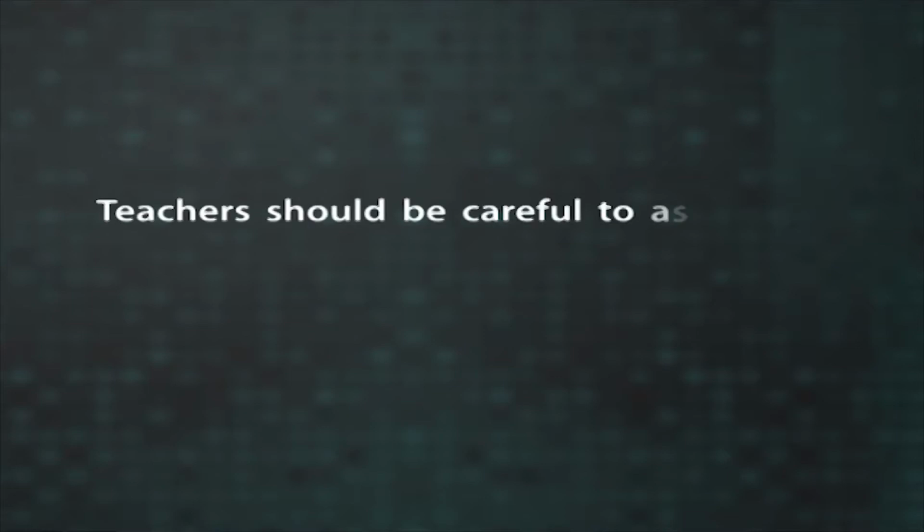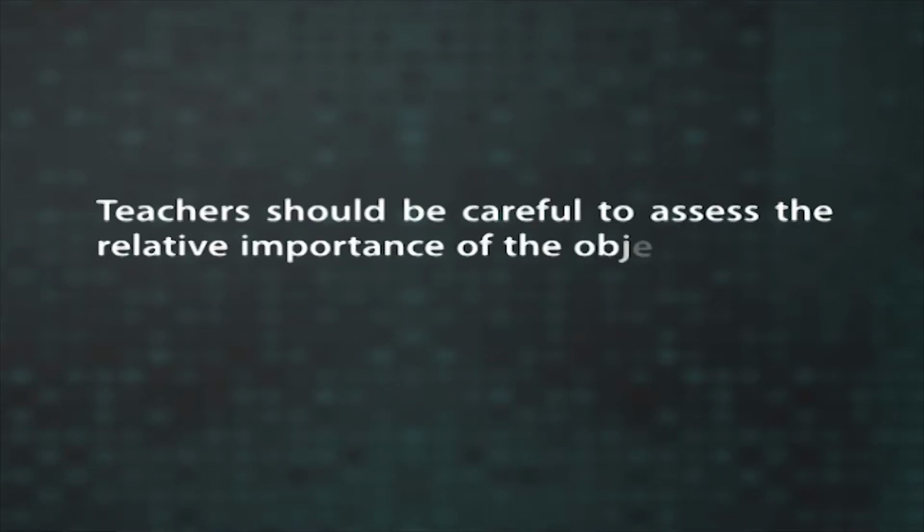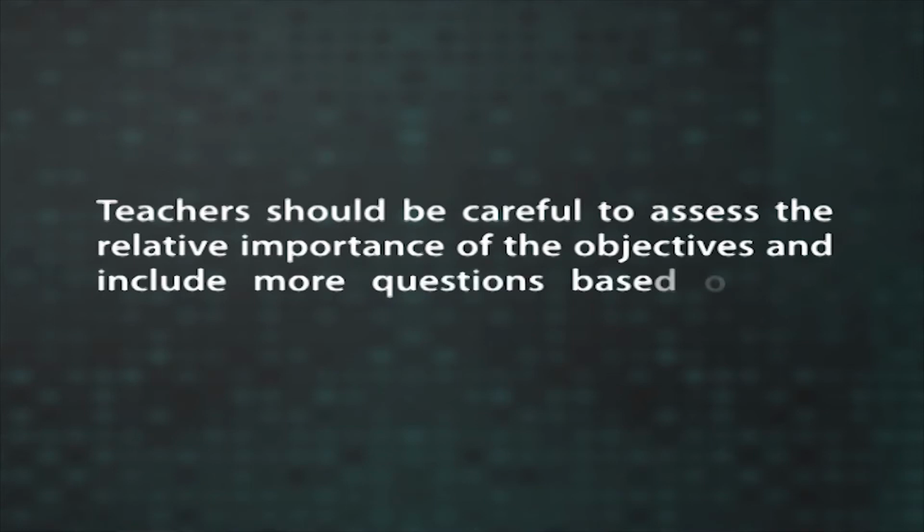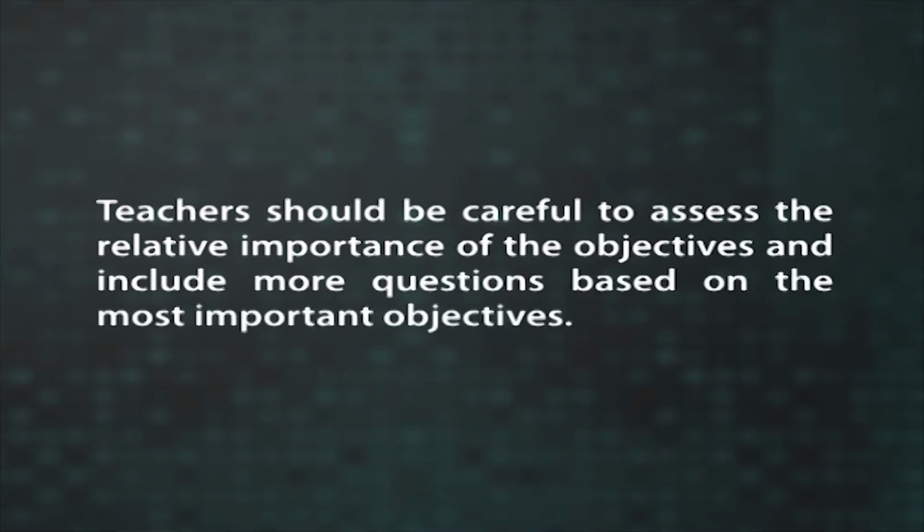Weightage to objectives. As we have already seen, an important step in constructing an effective achievement test is to identify the objectives that are to be tested. The weightage to be given to each of these objectives should also be decided. Teachers should be careful to assess the relative importance of the objectives and include more questions based on the most important objectives.